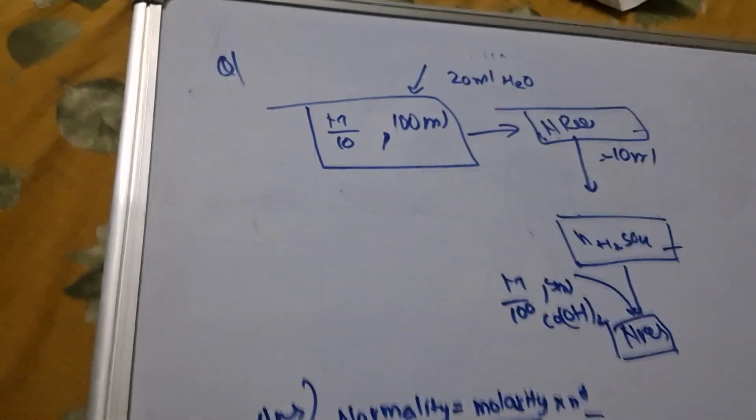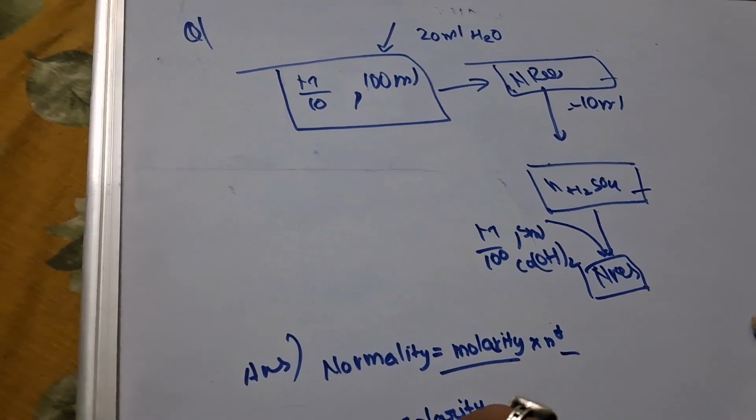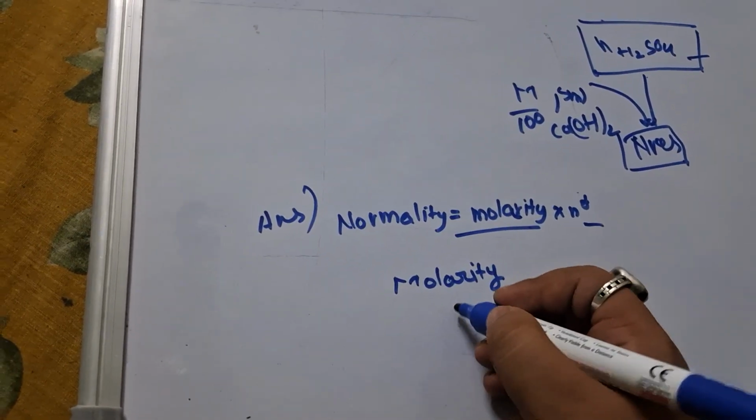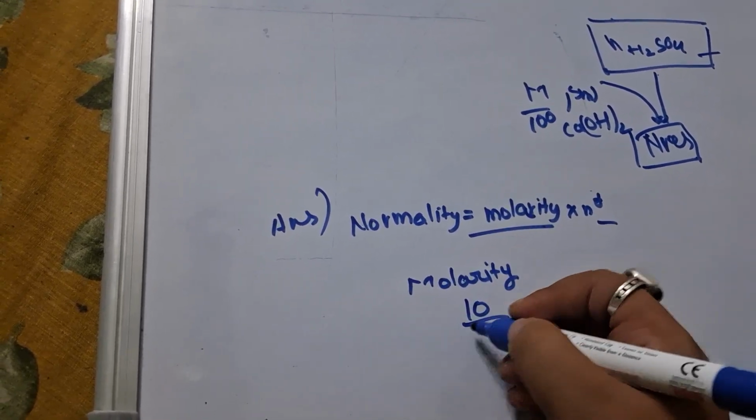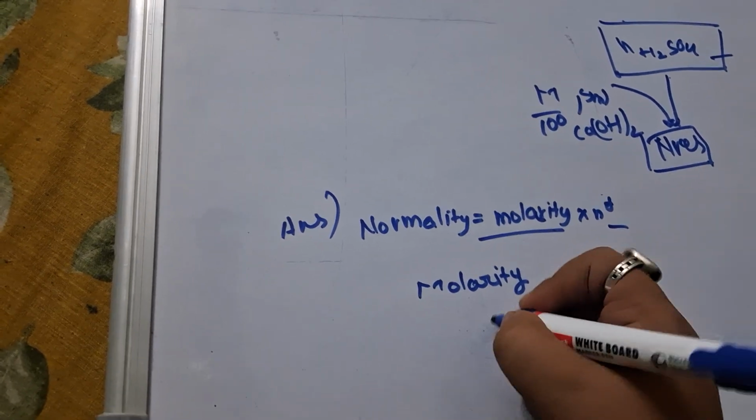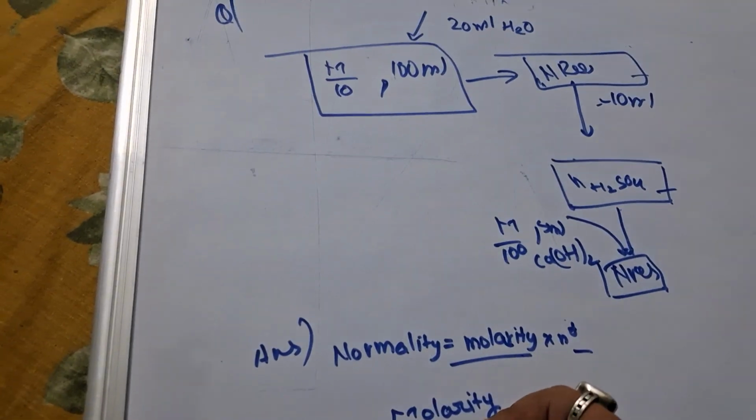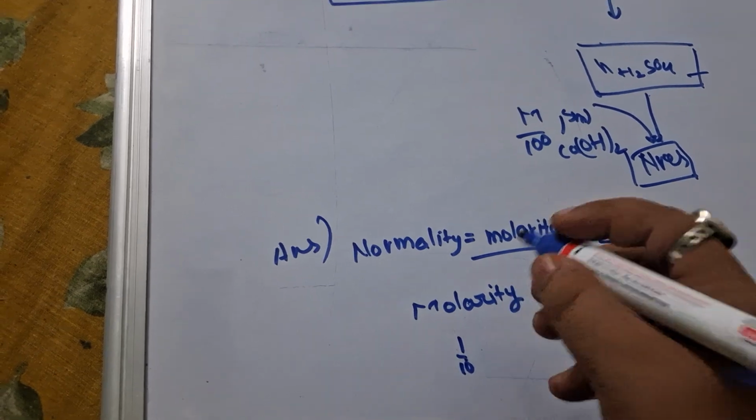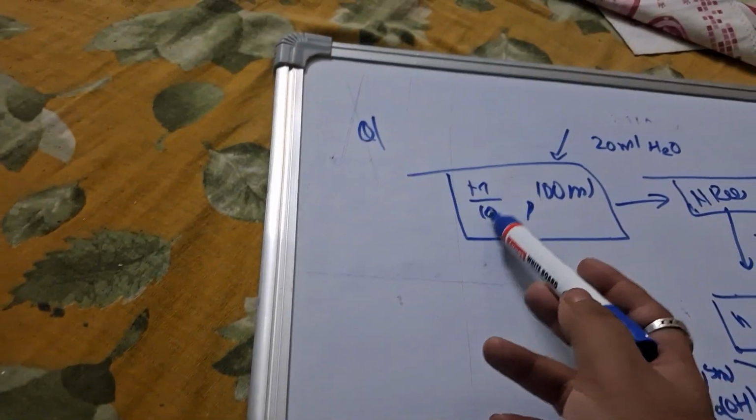So let's find that out. What is molarity? Insane question, you should be knowing that. Molarity would be, how the hell am I supposed to write this? 10 upon 120. You can do something like this. 1 by 10. How do I write this? We already know the molarity though.